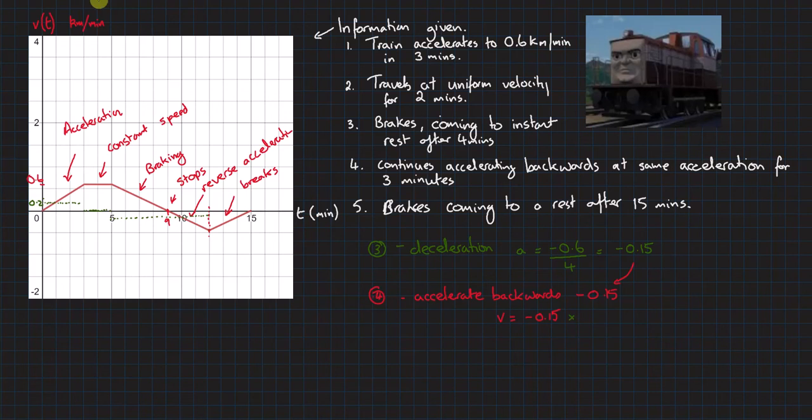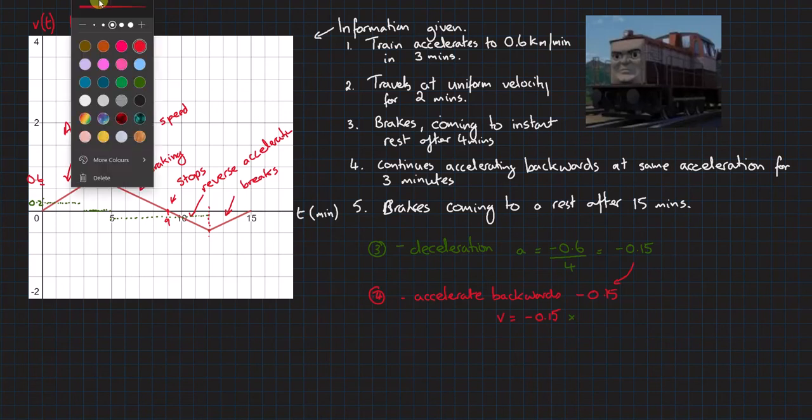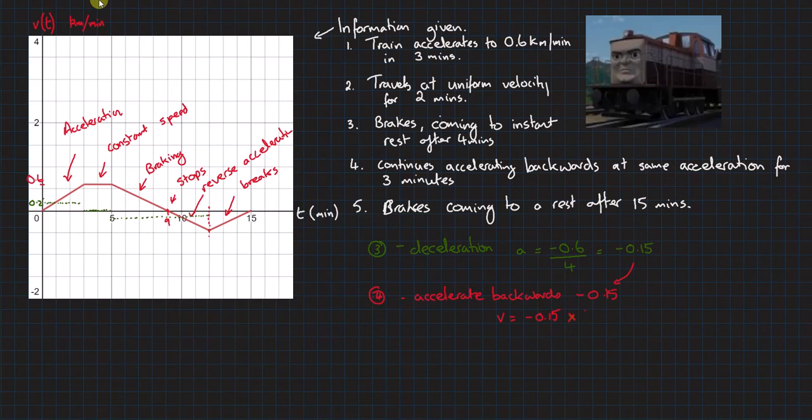Nope. Didn't that not pick up red? Times 3. So my velocity backwards at this point is minus 0.45 kilometers per minute. And this was kilometers per minute squared. So this is a minus 0.45.